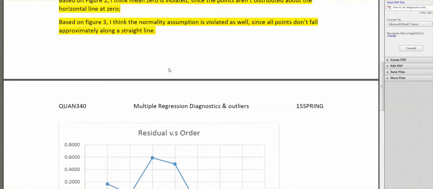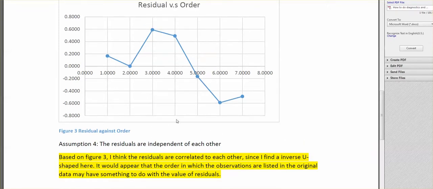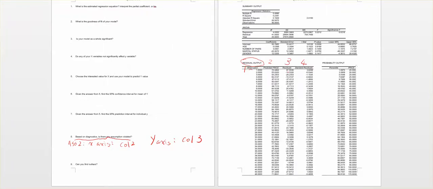So how about assumption 4? Assumption 4 is that the residuals are independent of each other. In this assumption, we will use the residual against order plot. For this case, we need to draw this plot by ourselves. So how can we draw it? In order to test assumption 4, we will use a scatter plot.